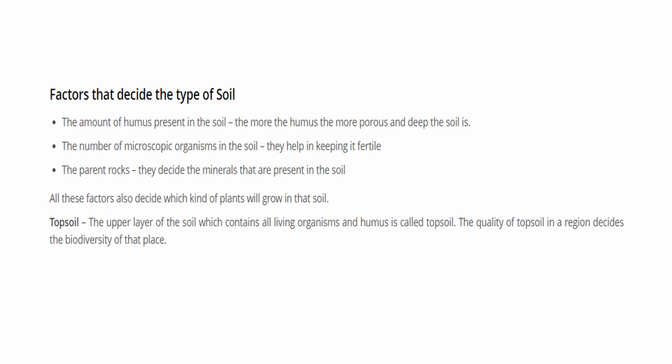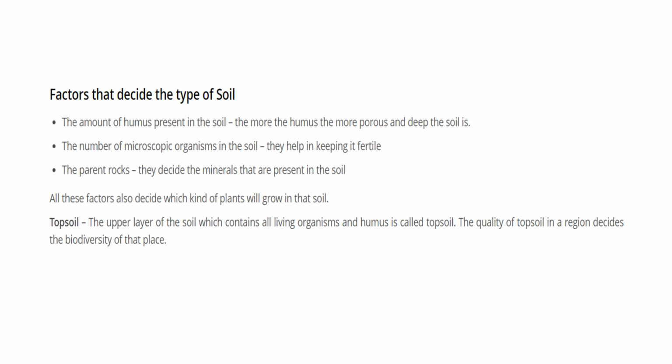So you have to remember three points: the amount of humus that is present in the soil. Why does the amount of humus matter? Because the more humus, the more porous and deep the soil will be. And the number of microorganisms present in the soil, because they help in keeping it fertile. And the parent rocks and the minerals in them being plentiful. So the nutrient content of the soil, the amount of humus present in it, and the depth of the soil are some of the factors. So these three are the factors.